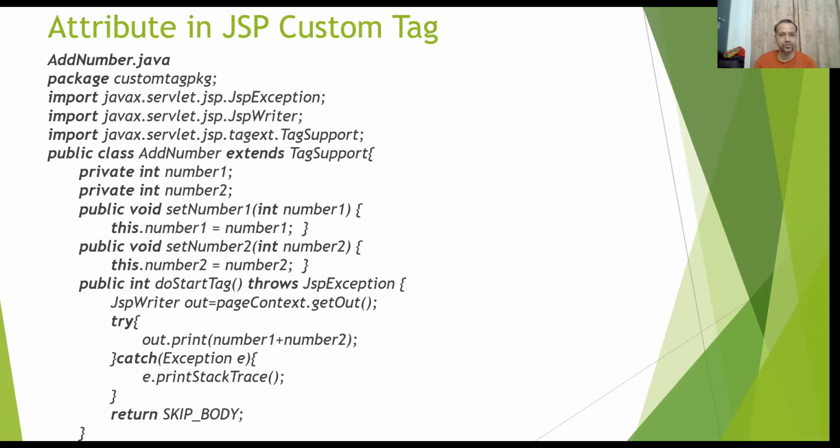The overridden method is doStartTag. Whenever my tag starts, it is going to be performed. Here I have written inside a try block out.print number 1 and number 1 plus number 2, and if there is an exception, it is going to be handled.